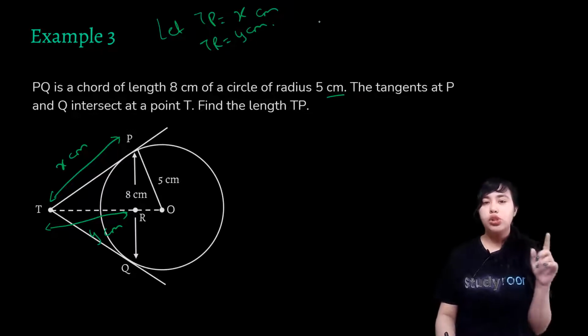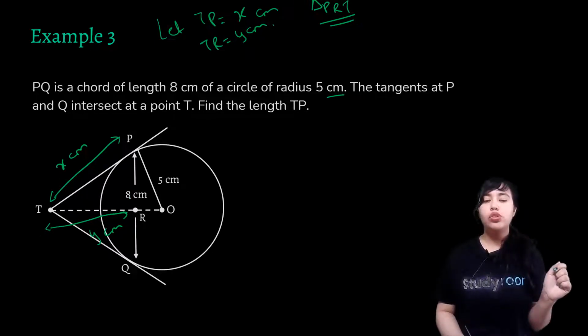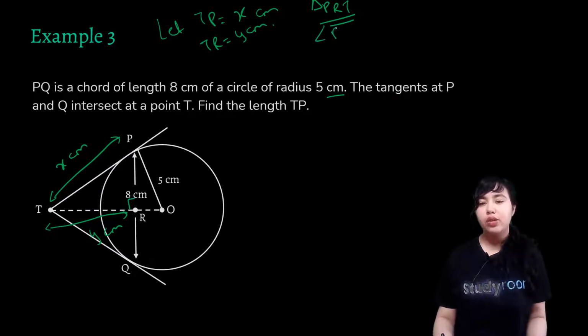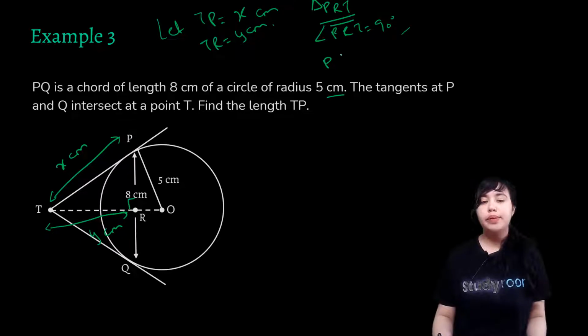Then your focus should be on triangle PRT, and here I just told you how this angle PRT became equal to 90 degrees. We proved that in the previous method. That makes this triangle a right angle triangle, and here the hypotenuse would be PT. So I'll say PT square is equal to PR square plus TR square, by Pythagoras theorem.